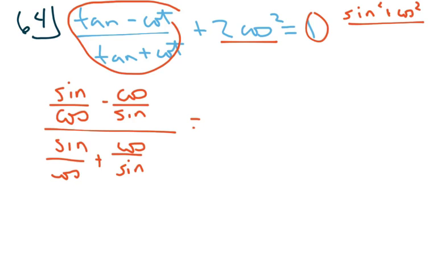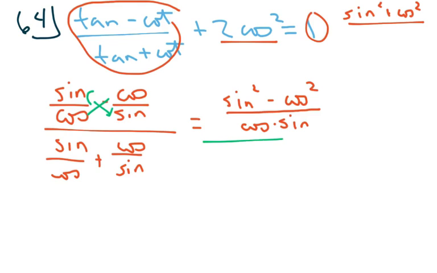My common denominator is cosine times sine, and that leaves us sine squared minus cosine squared, because again you're just cross multiplying here, and then we have the same thing here. We have cosine times sine, and what happens here is we have sine squared plus cosine squared.